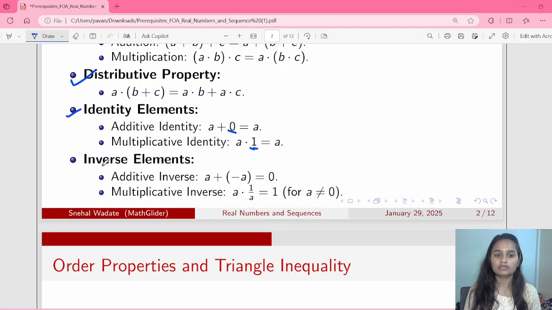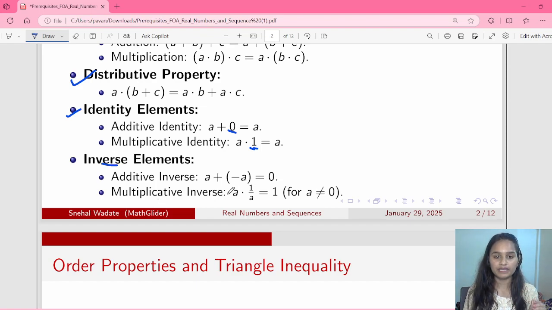Then we have something called inverse elements. Inverse elements exist in real numbers. So what is the inverse element? If we are talking about the additive inverse, it is the number we add to a that will give us the additive identity. That number is the additive inverse element. So the additive inverse of a is minus a. If we add minus a to a, it will give us the additive identity 0.